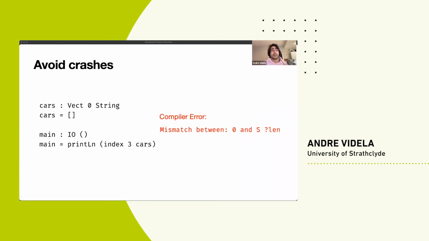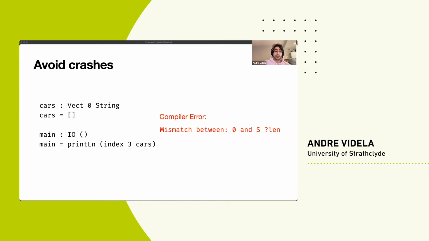To avoid crashes, we can do so in a programming language such as Idris, which has dependent types, by saying we're not going to use lists. We're going to use a version of lists that exposes in its type the number of elements it contains. In this example, I have a vector cars that contains 0 elements, and I'm calling the function index, which we're going to see very soon, that says retrieve the 3rd element out of the vector cars. And that results in a compiler error.